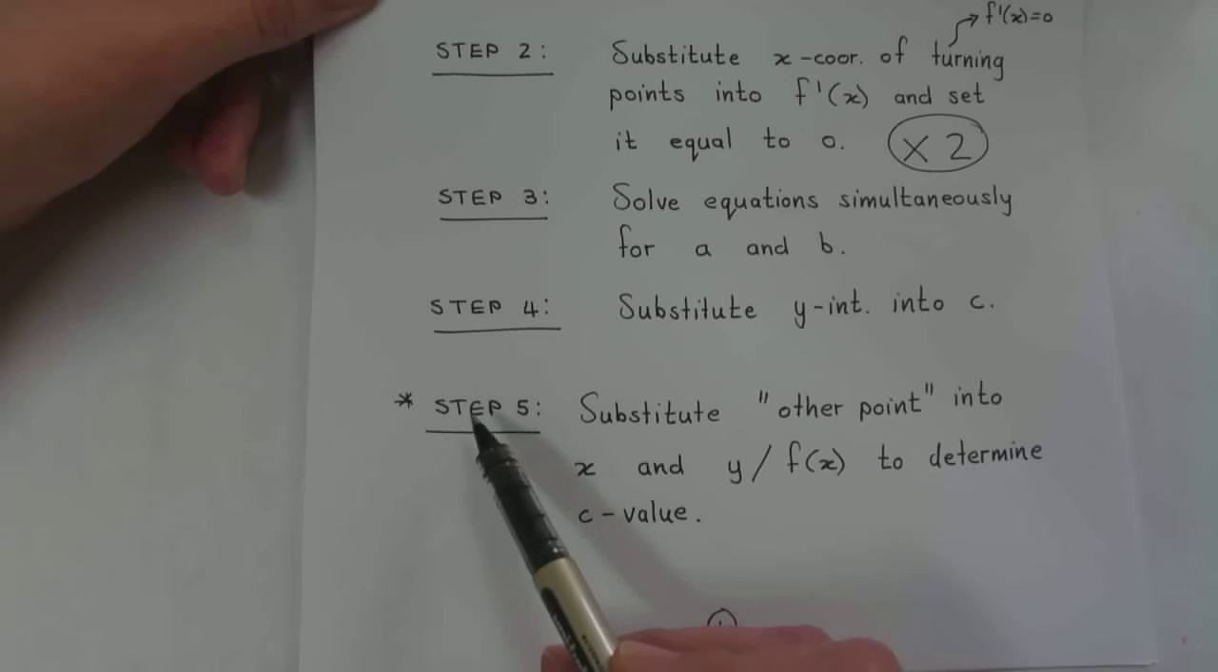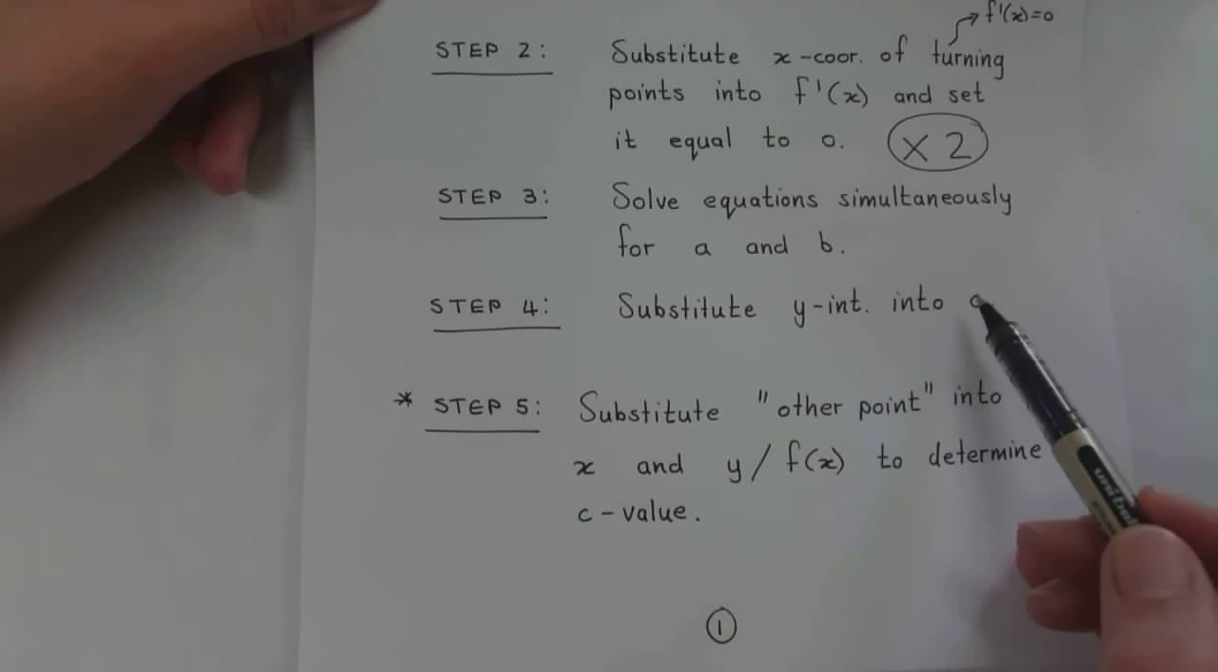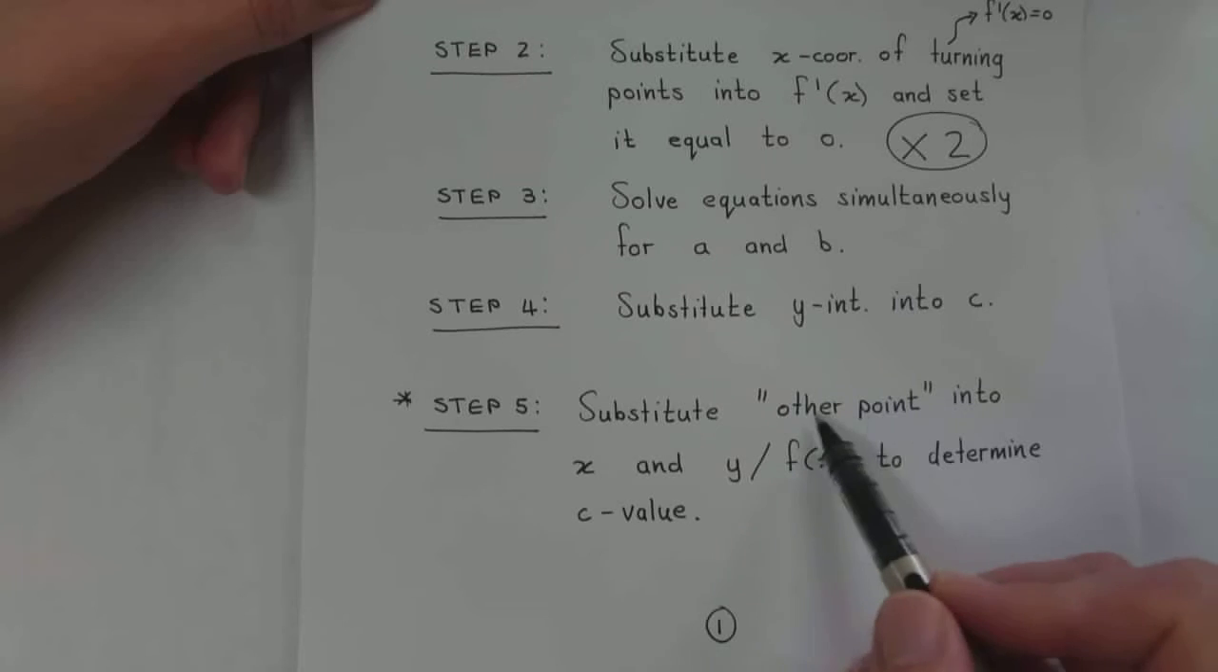Now again, step 5 hardly ever happens, but if they do not give you the y-intercept, they will give you some other point on the graph.